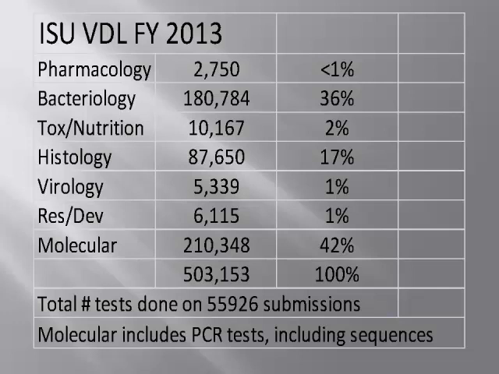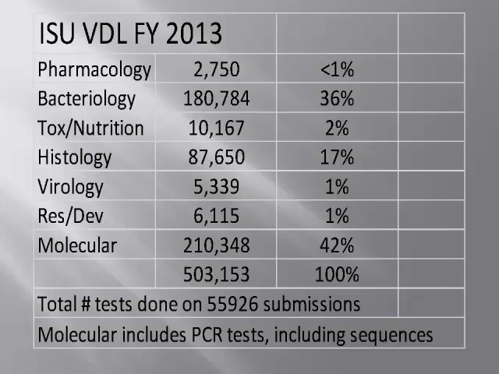You can see pharmacology, tox, virology, and research and development account for only 5% of the testing. Most of the virology now is molecular, 42%, and most of them you can tell they're viruses because they still do a lot of bacteriology. So between bacteriology and molecular testing for viruses, that's the vast majority of the testing they're doing now. And 10 years ago, they probably were hardly doing any PCRs.